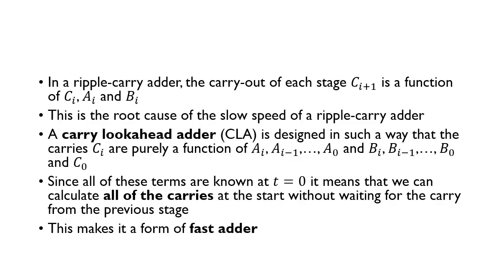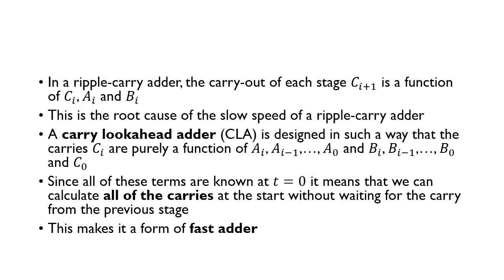So in this screencast we're going to look at a carry lookahead adder. So we've seen in a ripple carry adder, the carry out of each stage is a function of the carry out of the previous stage plus the inputs to that stage. The fact that the carry out of each stage depends on the carry out of the previous stage is the root cause of the slow speed of a ripple carry adder. So there's a different type of adder called a carry lookahead adder, or CLA.